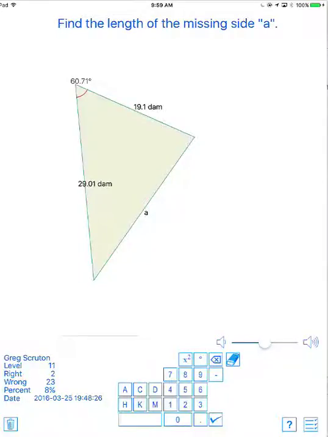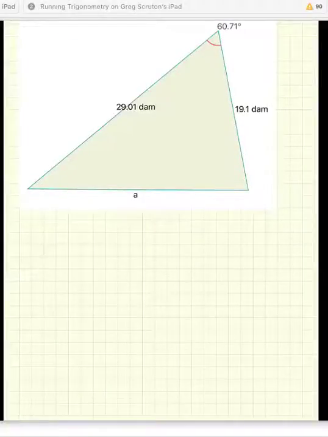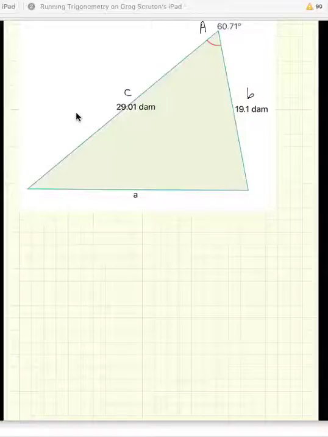Level 11. Now we're just going to rotate this. We want to figure out our missing side A. Let me label: opposite your side A is your angle A. I'm just going to call this angle B. It doesn't matter which you call which. I'm going to call this my angle A, and let's call this one side B and that one side C. They're kind of interchangeable. Now notice we don't have an angle C, and we don't have an angle B.